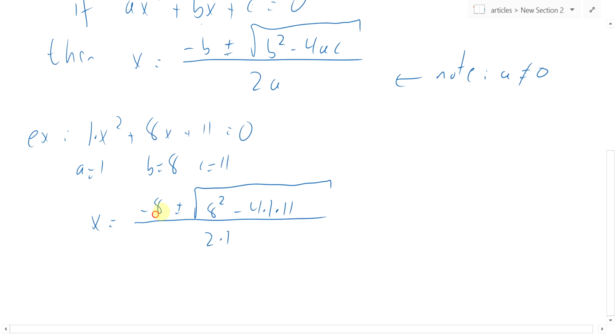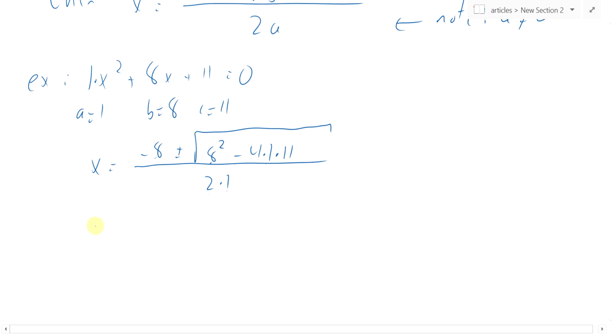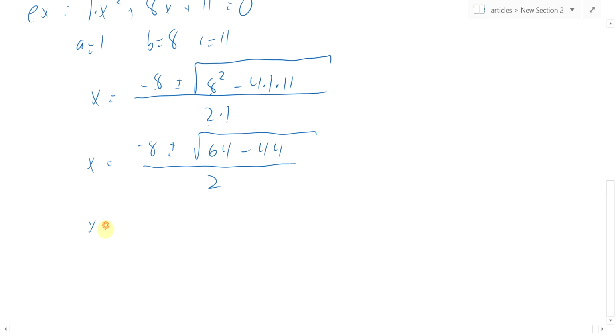Right, so there's my negative b plus or minus square root of b squared minus 4 times a times c all over 2 times a. And now we simplify. So what we'll do is we'll leave everything alone in the bottom and deal with this square root here first. So minus 8 plus or minus, well, 8 squared is 64. 4 times 1 times 11 is 44. And that's all over 2. We'll actually multiply the 2 times the 1 in the bottom. Negative 8 plus or minus square root of 20 all over 2.